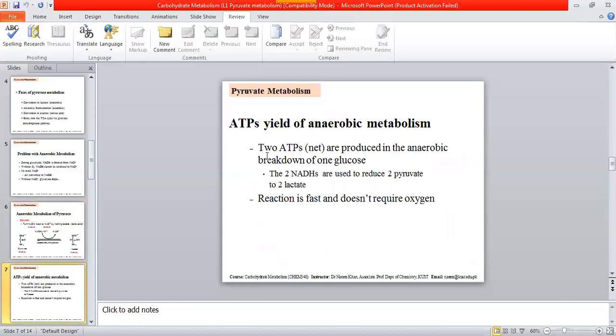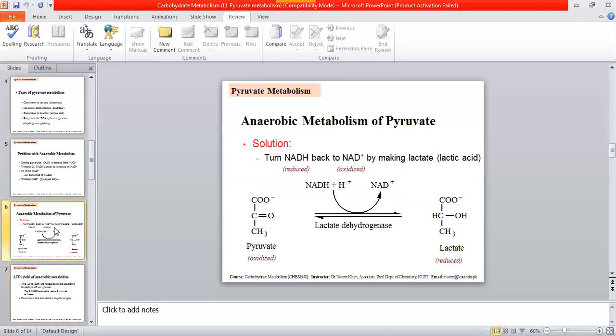How many ATPs will be produced? Remember, 2 ATPs will be produced in the anaerobic breakdown of 1 glucose. Why? These are the 2 ATPs which are actually produced in glycolysis. No more ATPs can be produced, as in the last reaction here we can see that no ATP is produced. So, this is the end.